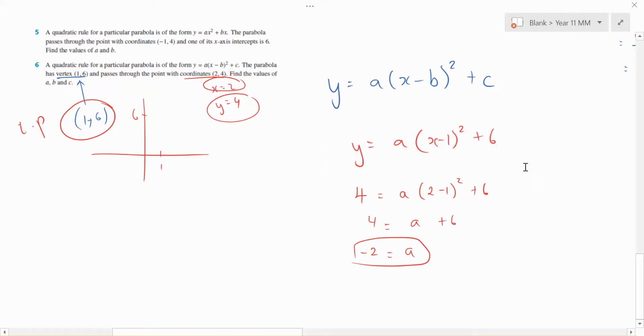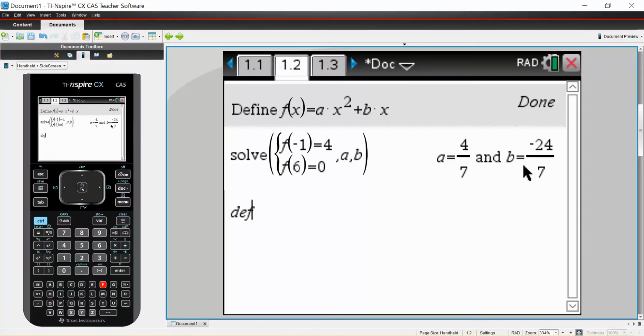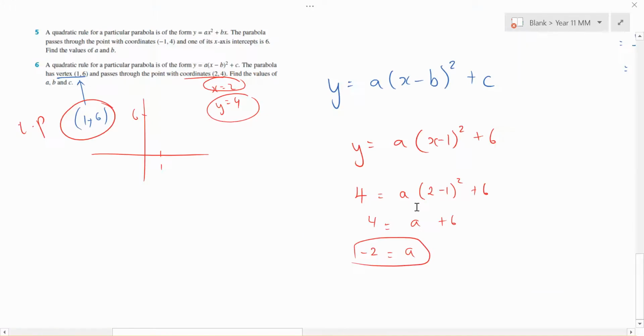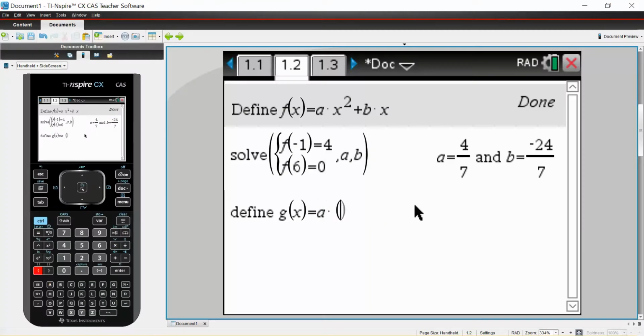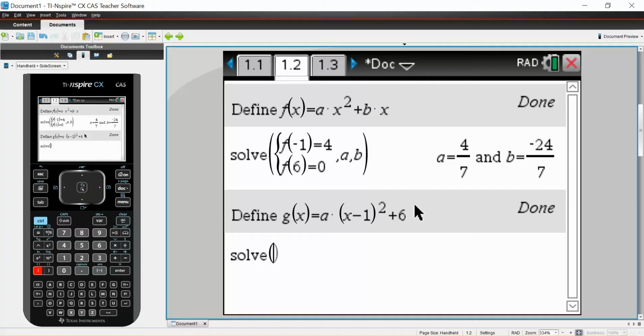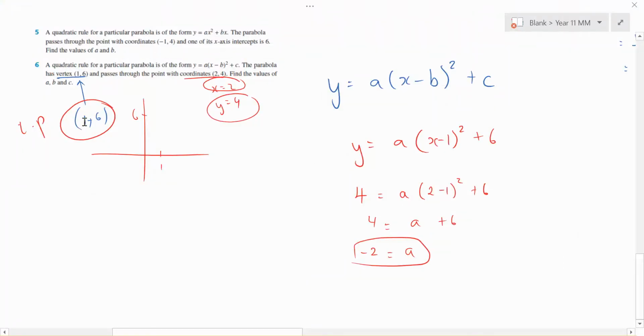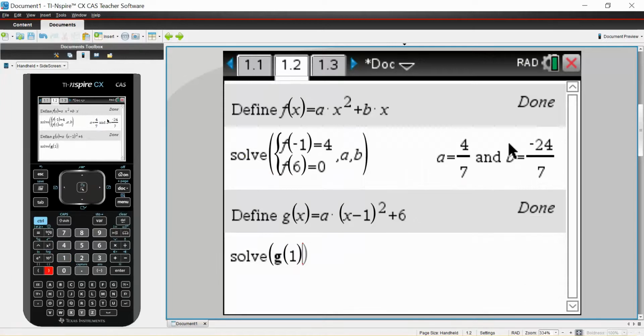Okay, so if I were to answer the question, same thing again, I can do define. Now remember, it doesn't have to be f of x, it could be g of x if you wanted to. I just use f of x because that's what we're used to as our convention. But g of x is equal to, now the question was a times bracket x minus 1 squared plus 6. That's what we knew. What we needed to find was a, right? Then you can say solve again, and in our case, instead of f, we use g. And they said if x is 1, y is 6. I say when x is 1, it's meant to go to 6, solve for a. See what I'm doing?